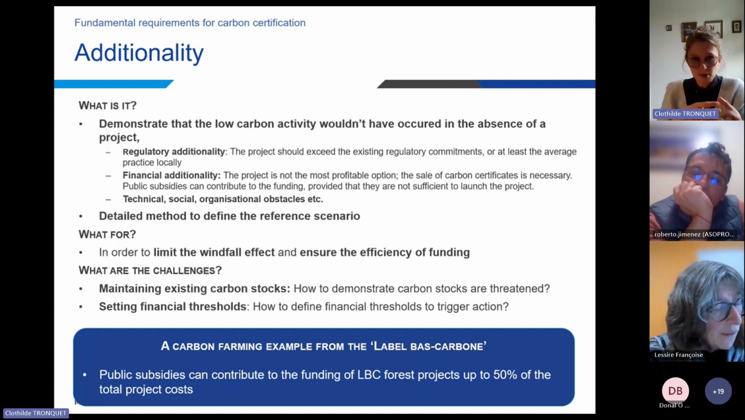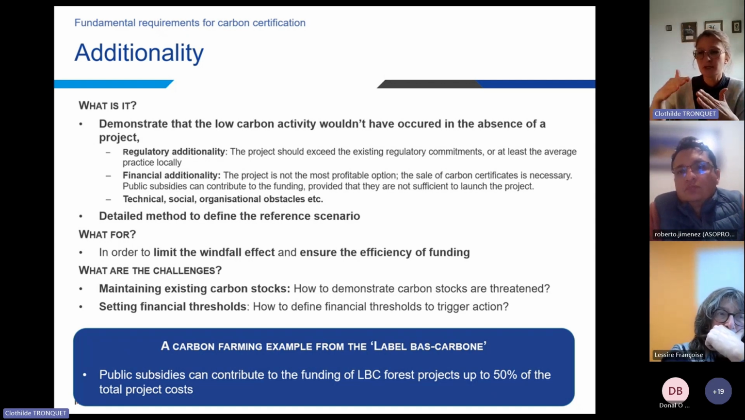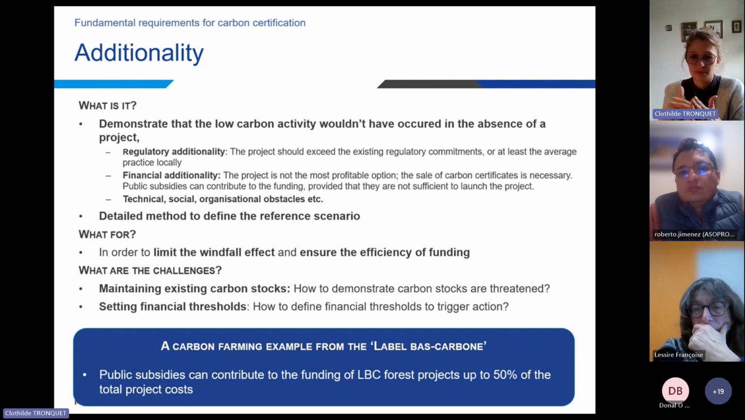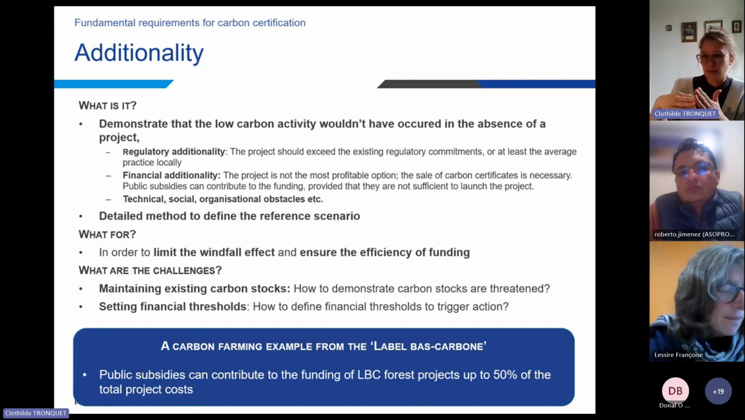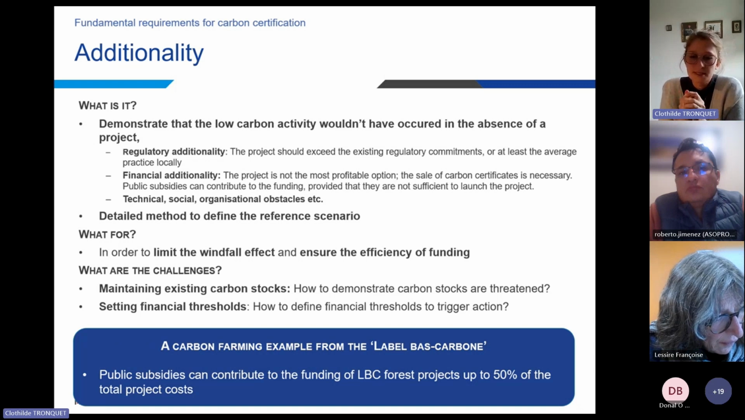It doesn't mean that you can't have any public subsidies. They can contribute to the funding, but usually you put a threshold on that. For a lot of projects in the Label Bas Carbone, it's 50%. So you can have public subsidies or other funding up to 50%, but not on top of that. Otherwise, it is considered that you wouldn't need a carbon certification project to do that.